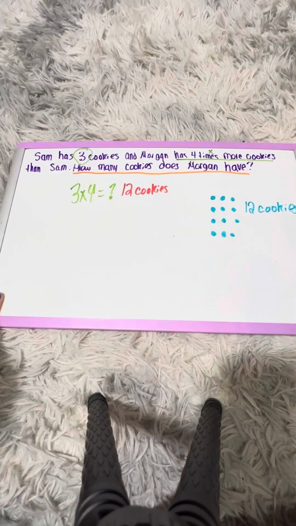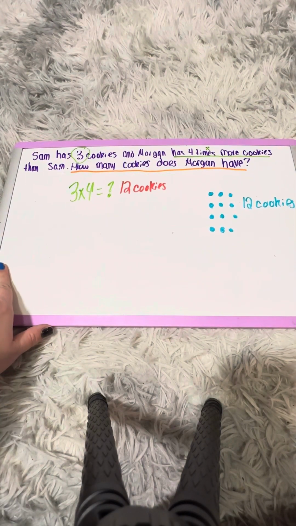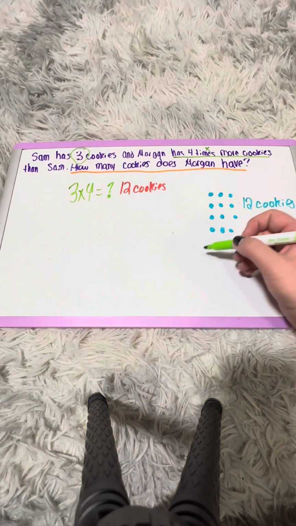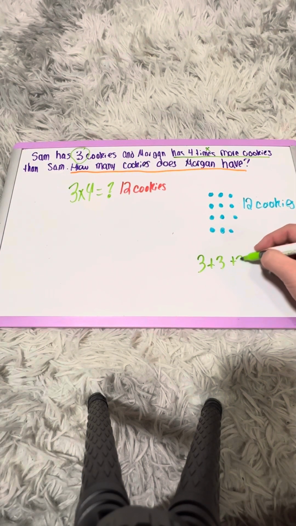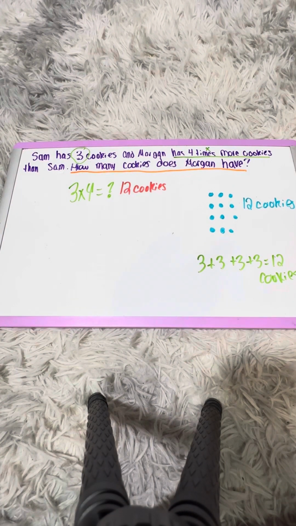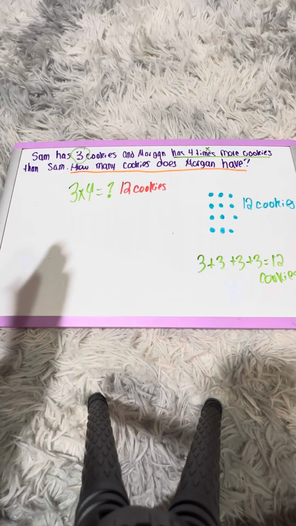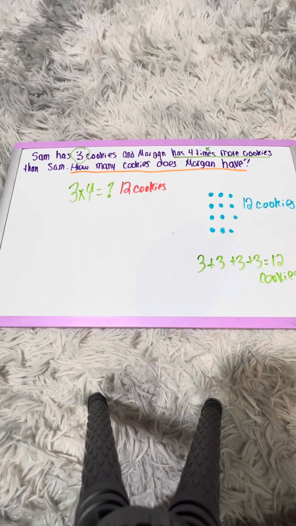And then there's another way we can do it using addition. We can do just 3 plus 3 plus 3 plus 3 equals 12. So each way, we are still getting 12 if we solve it using multiplication or if we solve it using addition. So we know that 12 cookies are 4 times as many as 3 cookies.